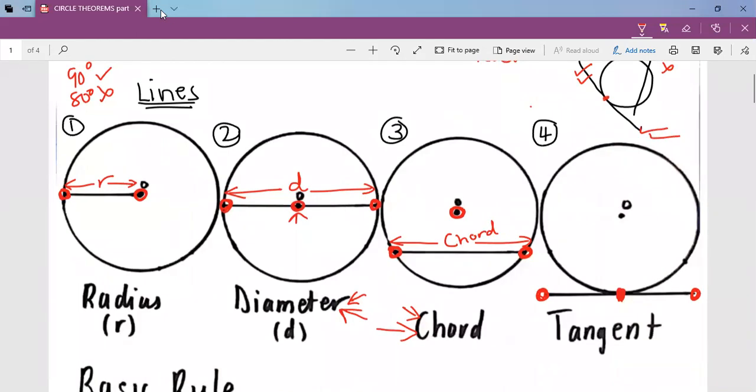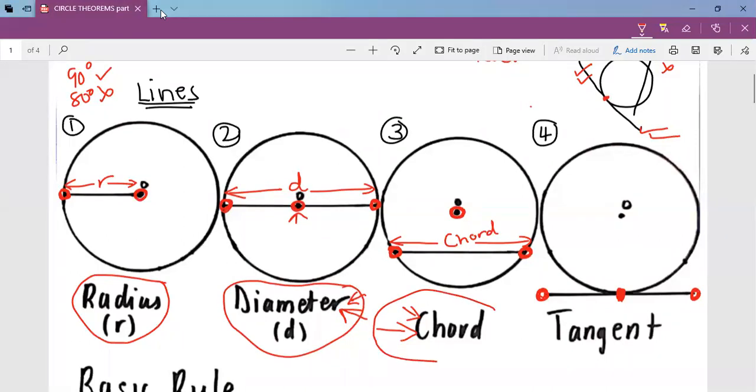Line number 1, which we are never supposed to forget, is a radius. Line number 2, which we are never supposed to forget, is a diameter. Line number 3, we should remember at all times, is a chord. And line number 4, we're supposed to remember at all times, is a tangent. These are very important lines whenever we are looking at theorems of circles.